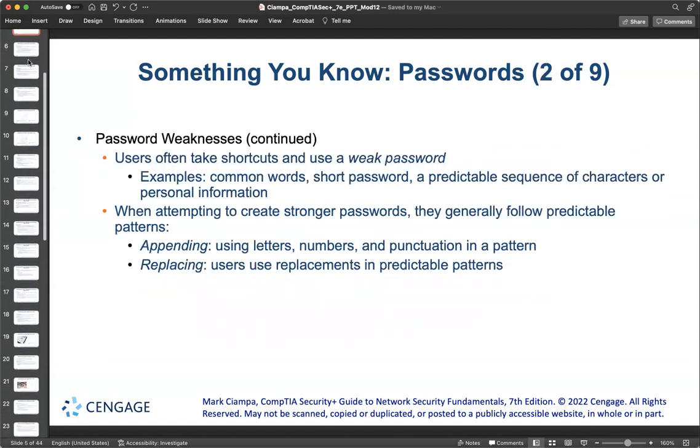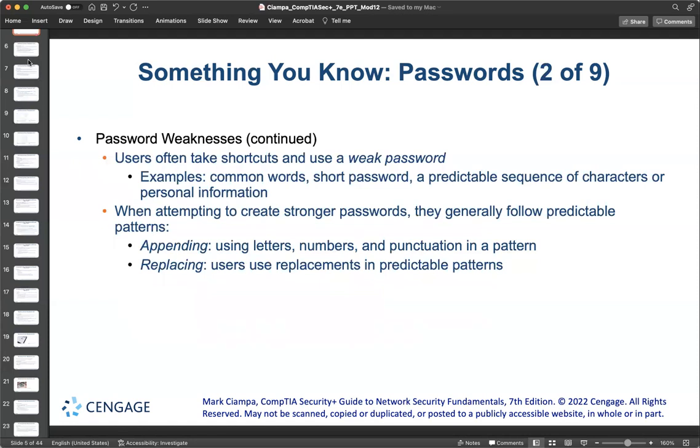So users often take shortcuts and use weak passwords. They try to use common words, their own name, date of birth, the name of their pet, and stuff like that, which makes the passwords even more vulnerable because now they're easier to guess, easier to break and crack, because an attacker can start with trying those known words, those common words and all that, right?